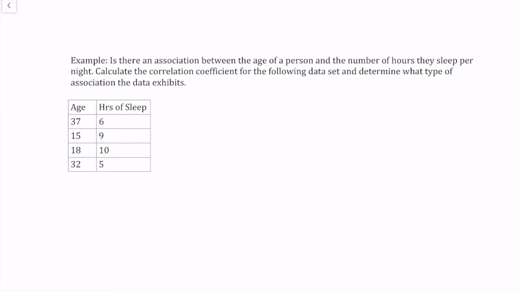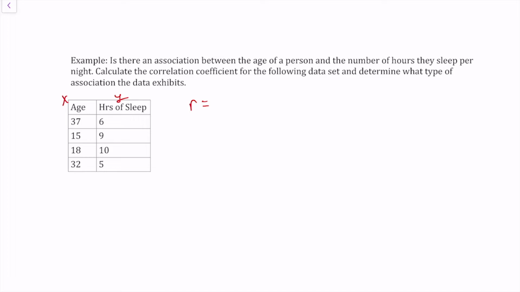So first of all, this is data that I completely made up. This isn't real data, but we have two variables. We have age and we have hours of sleep. When it comes to correlation coefficient, it doesn't matter what you call X and Y, but I'll just call age X and hours of sleep Y. And what we're going to do is calculate R.